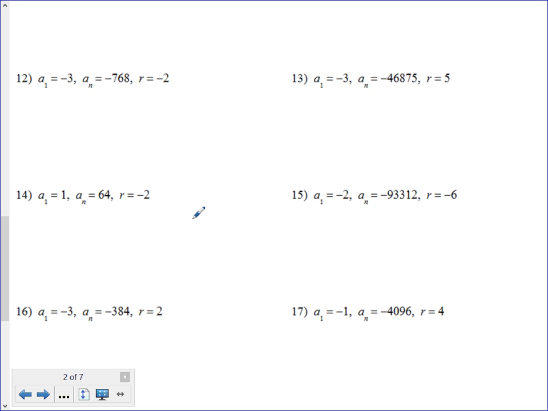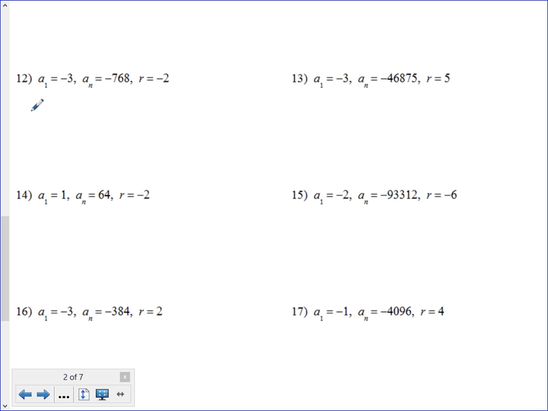Can you see it? Can you figure it out? Can you see what's missing? The number of terms is missing. How are you going to find the number of terms? Negative 3 minus 768, so you have plus eight.